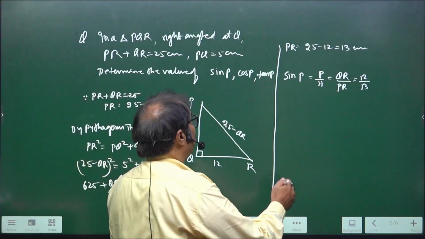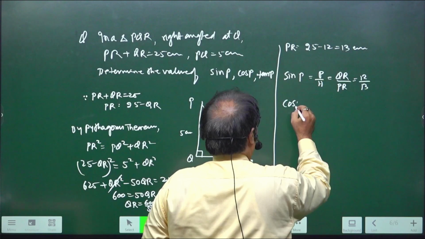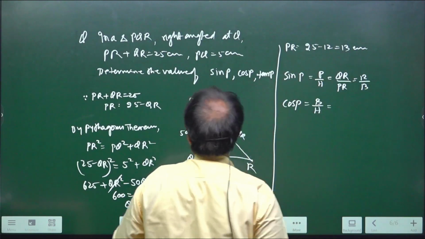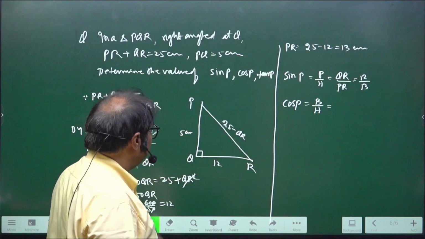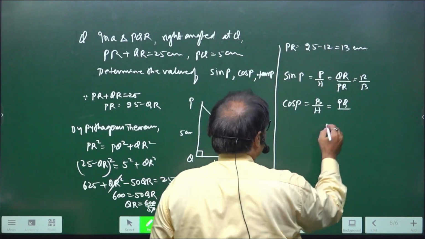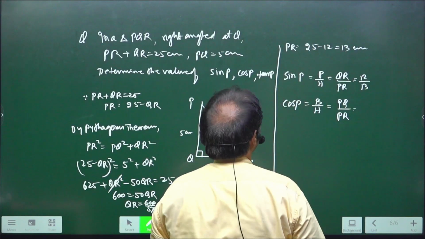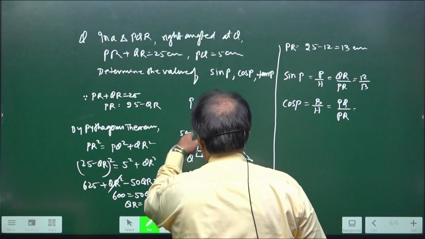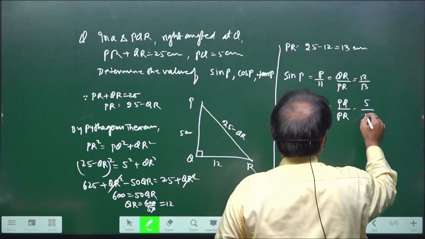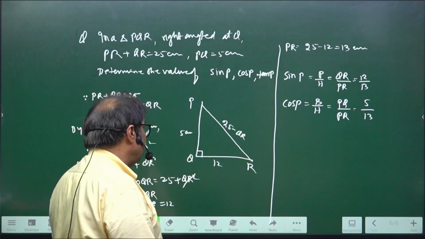Now the question says cos P. Cos is the ratio of base upon hypotenuse. As per angle P, the base will be PQ and hypotenuse will remain the same, PR. The value of PQ is given 5, and PR we have already calculated 13. So the value of cos P is equal to 5 by 13.